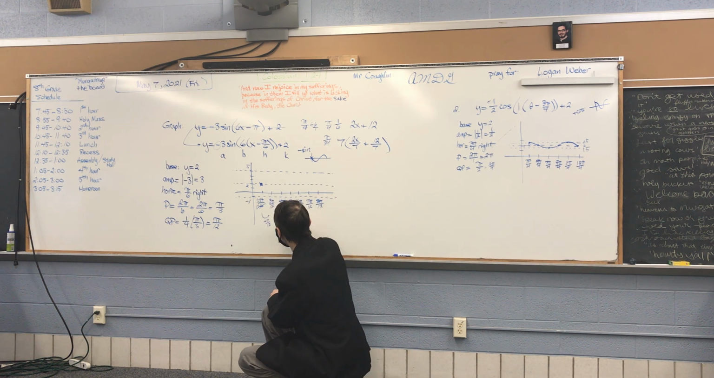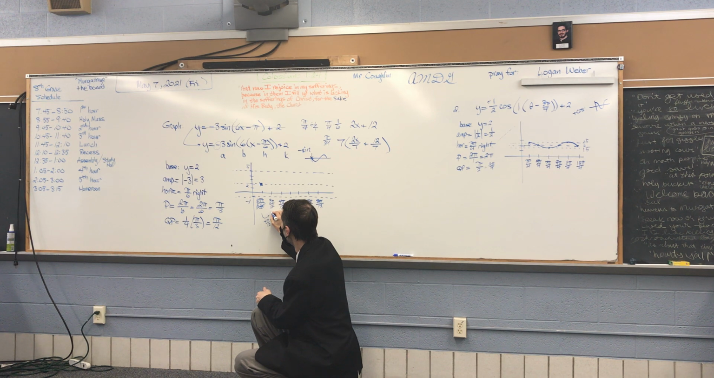Yeah, so 2 pi over 12 can go back to pi over 6. And then 3 pi over 12 can be pi over 4. And then 4 pi over 12 can be pi over 3.